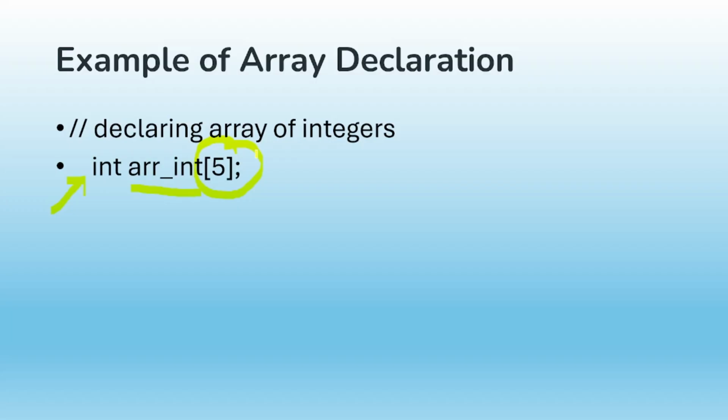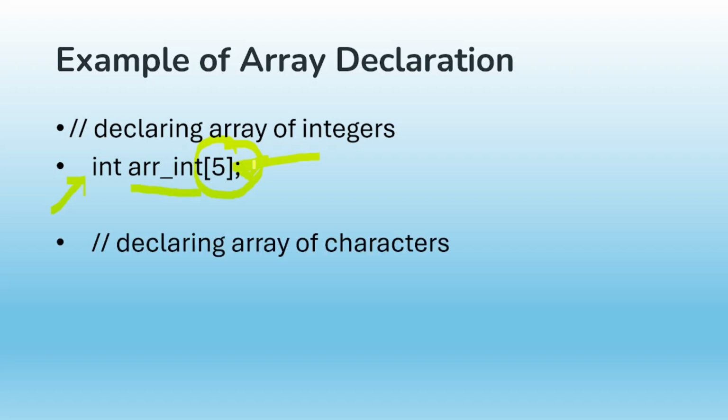Now, which bracket is used here? Everyone say which bracket is used here. Square. So while declaring, don't use the angle bracket or curly bracket. Use the square bracket, right? In the square bracket we specify the size of the array. What it means? The number of elements that we want to store.